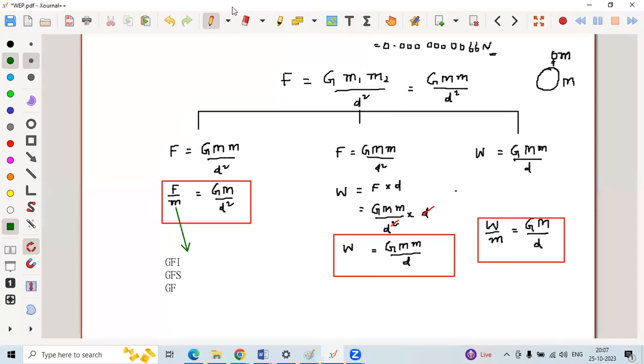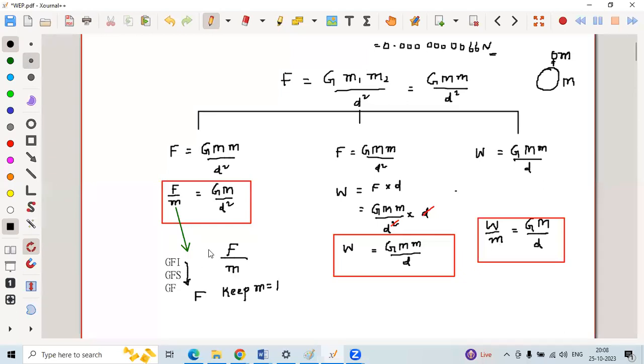So what is gravitational field intensity? Nothing but the force here. Which force? The force acting on unit mass. That's all, because on the left side M is there: F by M. What is gravitational field intensity? It is force, keep M equal to 1.